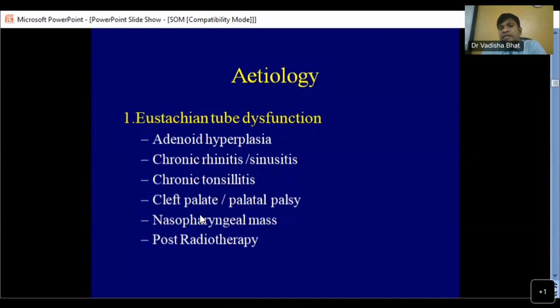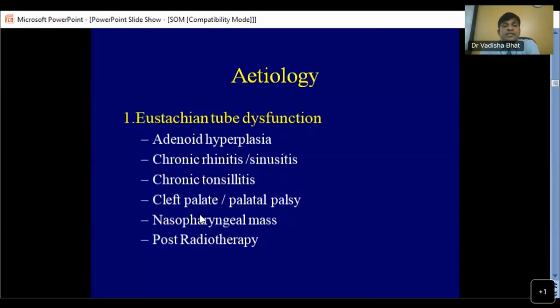And as we know, this condition is seen commonly in children, often preschool children or early school-going children. Adenoid hyperplasia is also a very common condition in this particular age group. Adenoid hyperplasia causes physical obstruction to the eustachian tube. It also causes edema in the nasopharyngeal end of the eustachian tube. The cause of both the adenoid hyperplasia and the edema of the eustachian tube is the same: either infection or allergy, chronic rhinitis and rhinosinusitis.